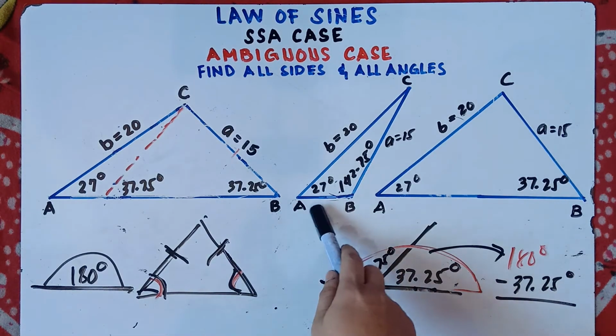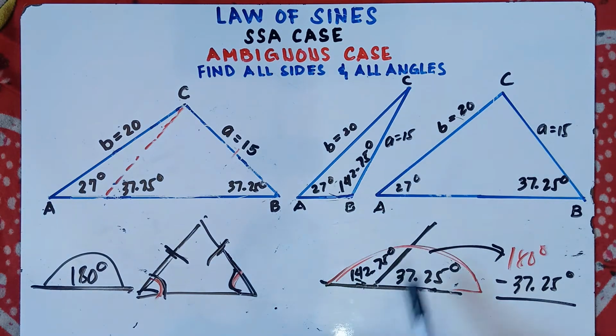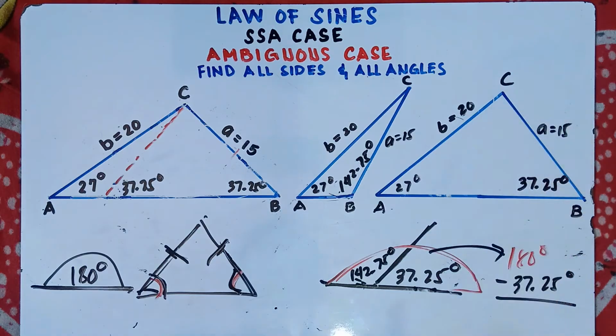So we have angle A, we have angle B for the small triangle. We don't have angle C. We have angle A, we have angle B for the original triangle, we don't have angle C. So let's find angle C for the two triangles.